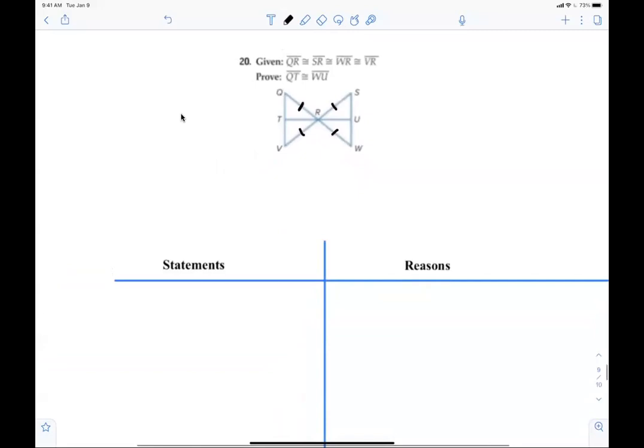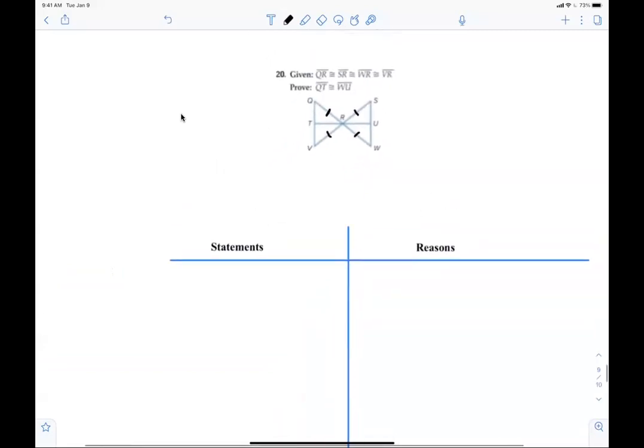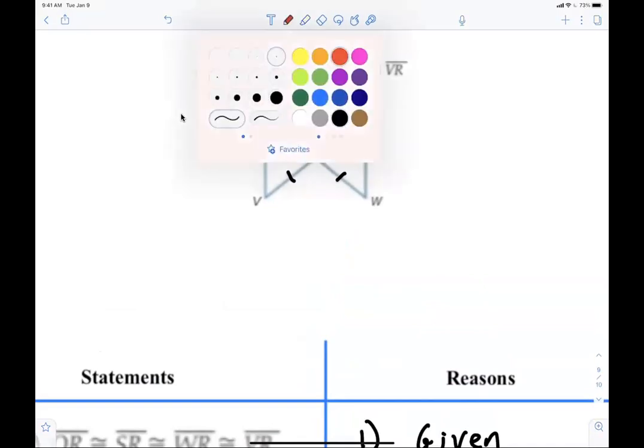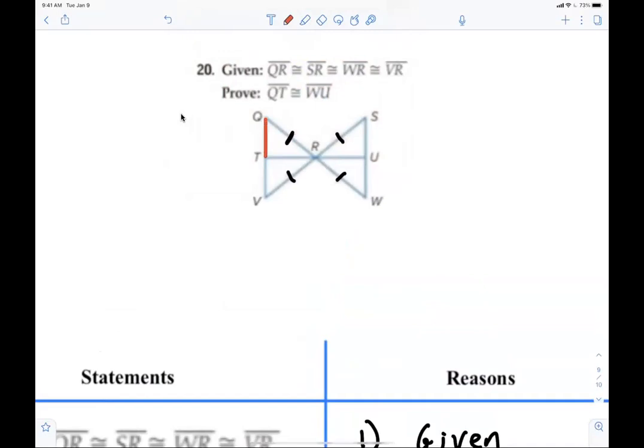So now what we have is, let's just mark the given. Okay, now I think it's important to highlight what we're trying to prove is true. So what I want to do is highlight, or I can just mark it in red. I'm trying to prove that QT is congruent to WU. Is everybody with me on that? Everybody good?